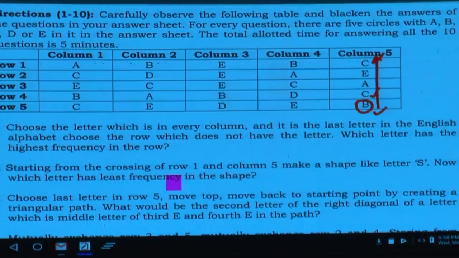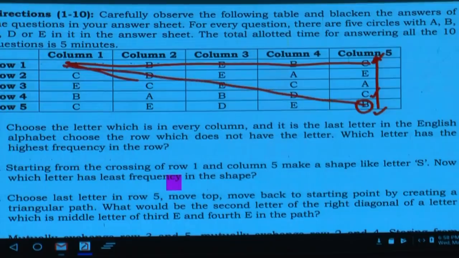Move back to the starting point. How to move in this one? By creating a triangular path. Yes, so how to form a triangular path? Triangular path is this. Now the points were not given. As the points were not given, hence this is the triangular path. Isn't it? And again, this is the triangular path. Clear now? That is a perpendicular triangle.